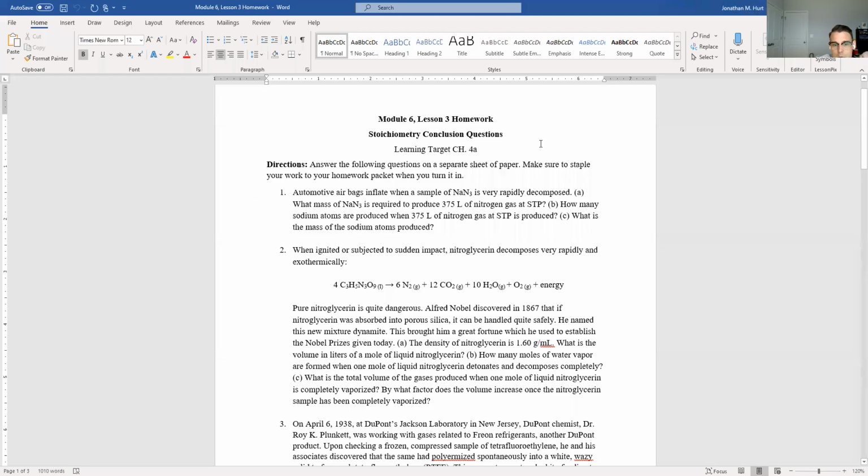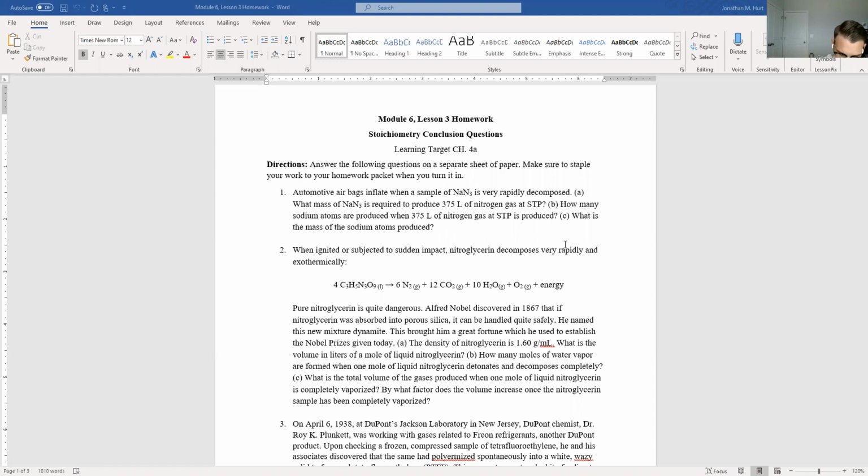So we're going to go into the homework and we're going to see Module 6, Lesson 3 homework. We're going to just do number 1 from the stoichiometry conclusion questions. So it says, automotive airbags inflate when a sample of sodium azide, NaN3, sorry, is very rapidly decomposed. What mass of NaN3 is required to produce 375 liters of nitrogen gas?